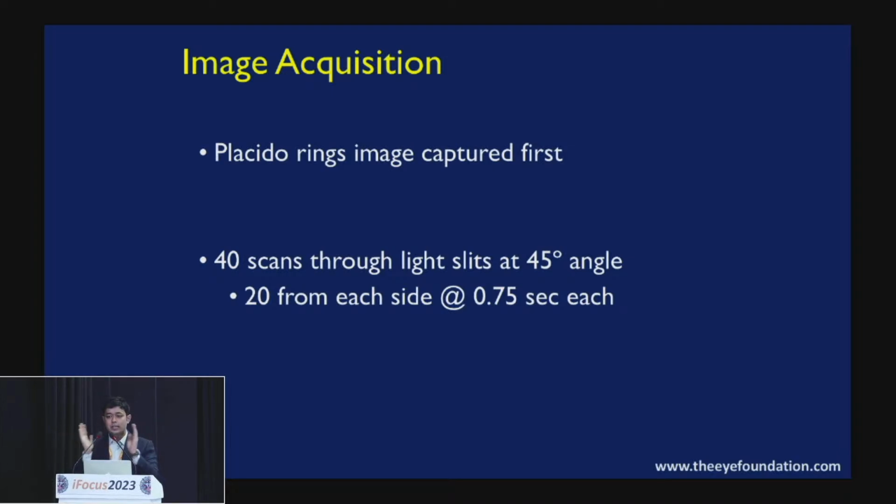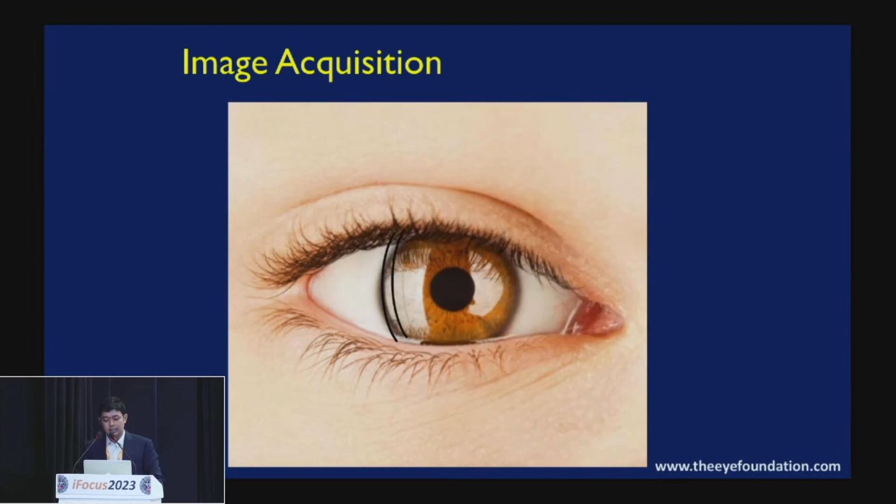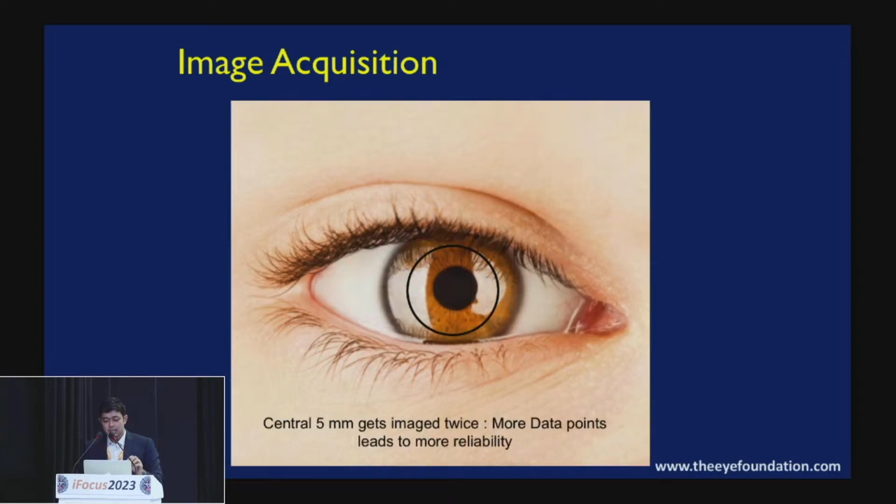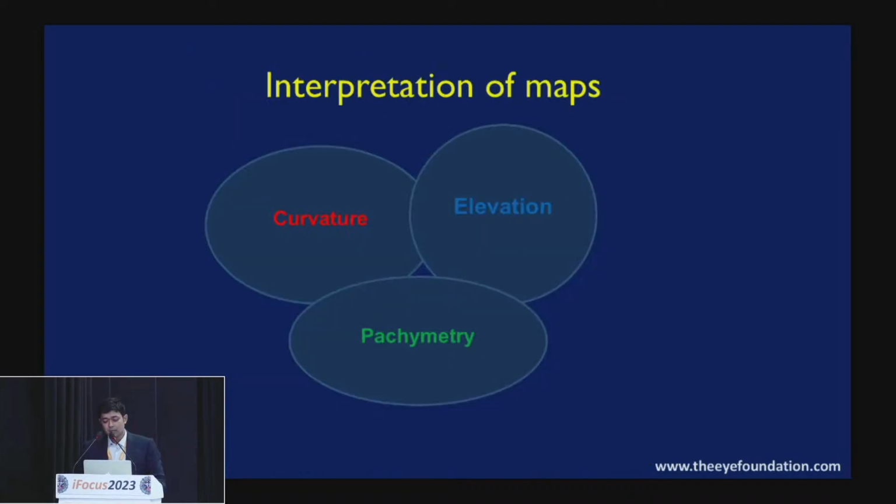So essentially it takes 20 scans from two sides, so you get 40 slits at an angle of 45 degrees, and these slits are what give you the reference data points which are used for measurements. Anything between these slits is essentially extrapolated. So the central 5 mm, because it overlaps, gets imaged twice, so you have more data points in the central 5 mm, and therefore a greater reliability of the central data as compared to the peripheral data.